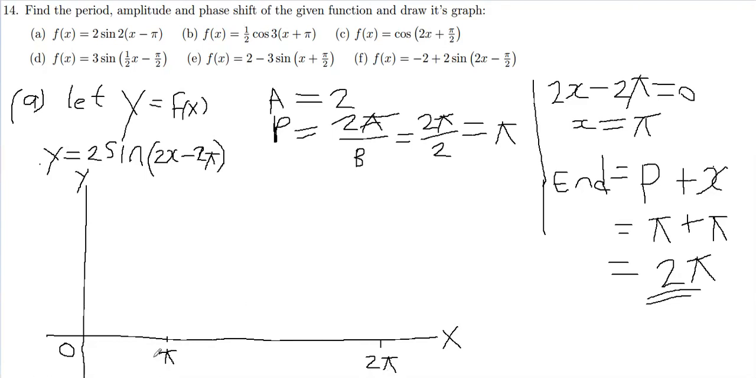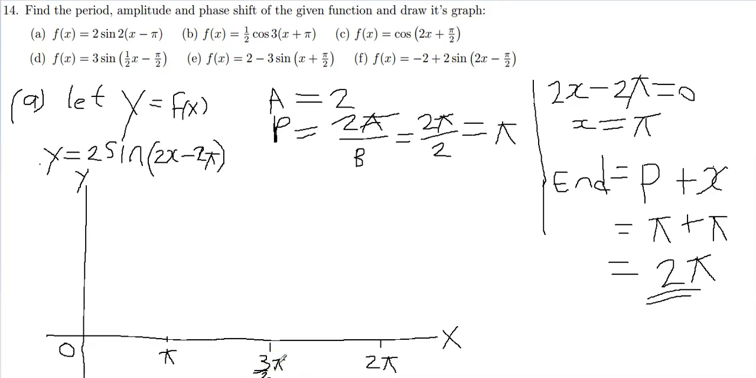So what is the midpoint of pi and 2 pi? You know how to find the midpoint. You add the 2 and divide by 2. You add pi plus 2 pi and then you divide it by 2. You find 3 over 2 pi. So 3 over 2 pi is the midpoint.